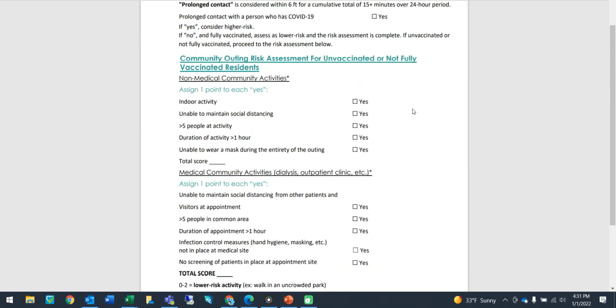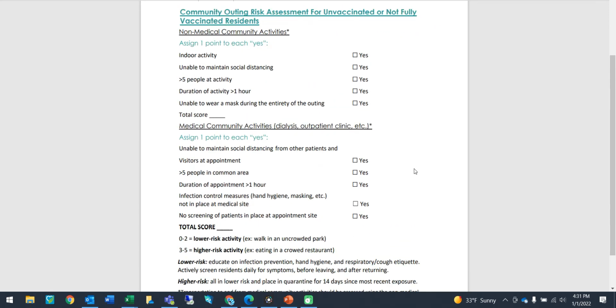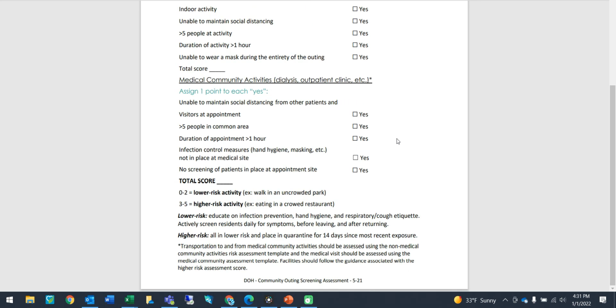If they answer yes to 3 or more of these questions, that is considered a higher risk activity. If the resident had a high risk activity while they were outside of the community, they must be placed in quarantine for 14 days. This is very important because it could be the difference between having an outbreak in our community or just having a monitoring situation where just that one resident has COVID and we can take care of them and not spread it to residents or staff.